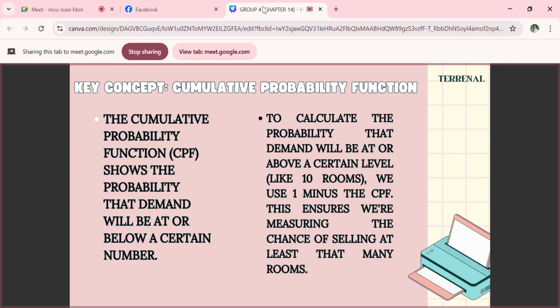Okay, so let's look at the concept of the cumulative probability function. The first one, the cumulative probability function or CPF, shows the probability that demand will be at or below a certain number. And the second one, to calculate the probability that demand will be at or above a certain level like 10 rooms, we use 1 minus the CPF. So this ensures we're measuring the chance of selling at least that many rooms. Next slide, please.